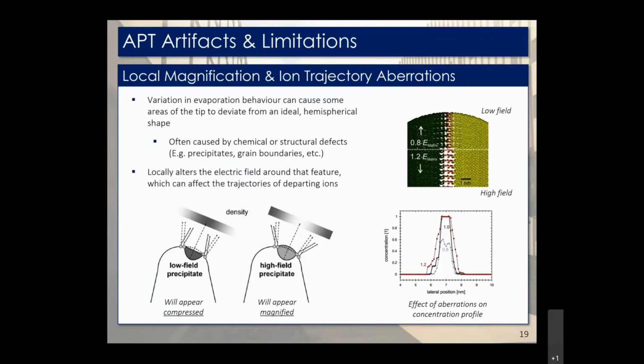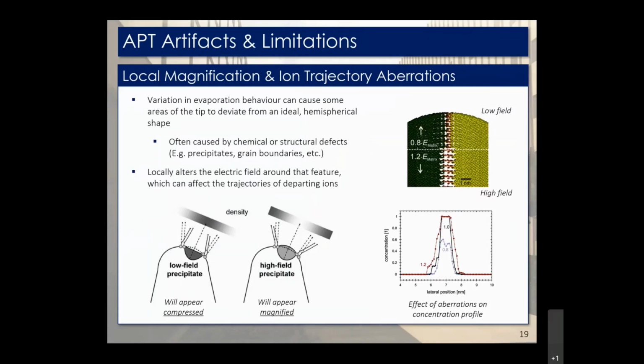Either in the case of a low field, where it begins to flatten out and goes concave, or the high field precipitate, where it bulges out as convex. And this can also be caused by other structural defects. Now, because in Atom Probe our tip is essentially our optics and shapes the electric field, this local alteration of the electric field around that feature can affect the overall trajectory and therefore either compress or magnify, or demagnify, that feature.